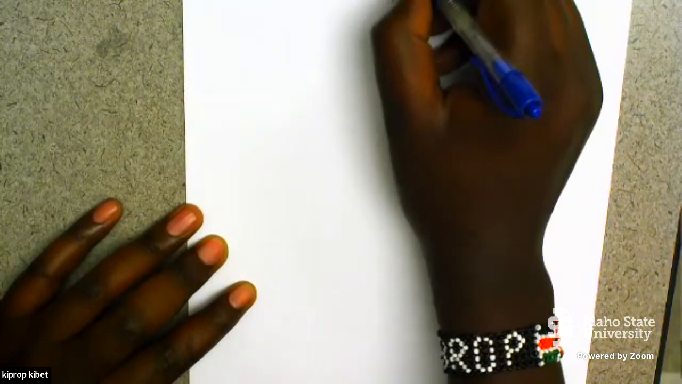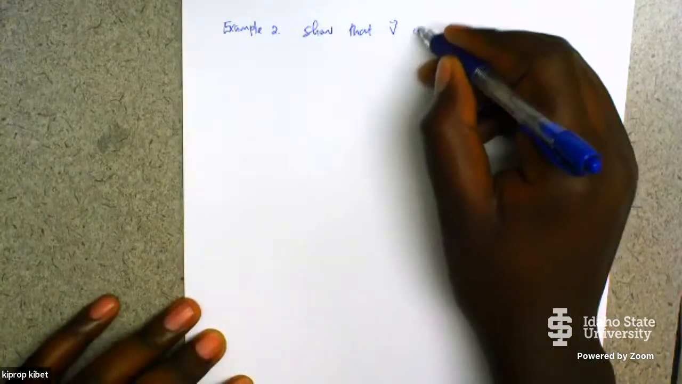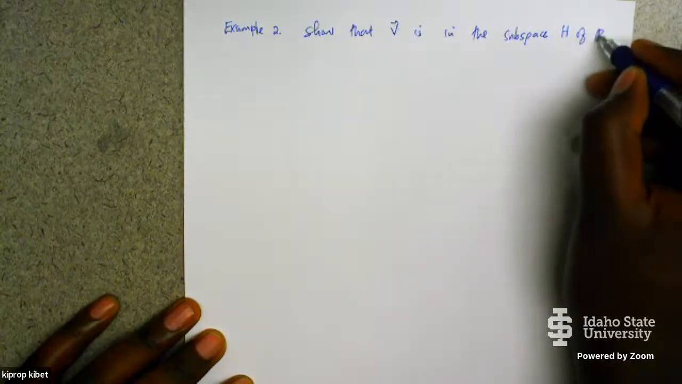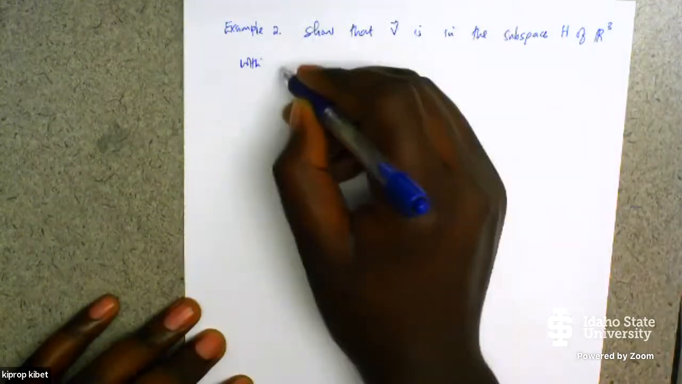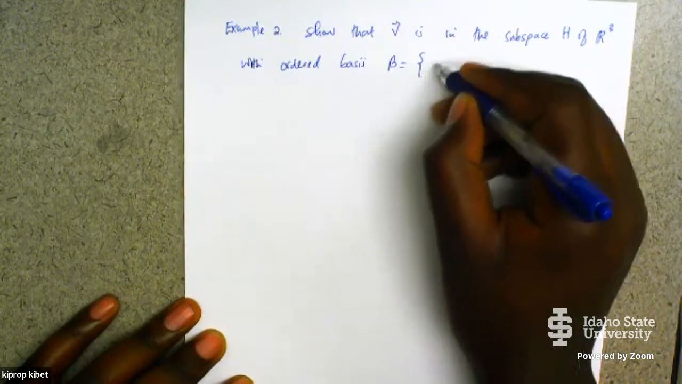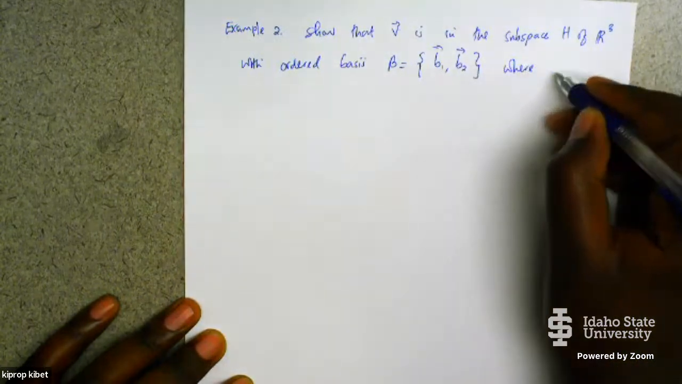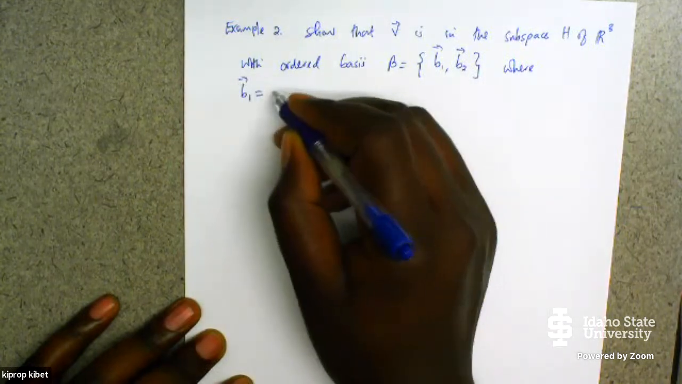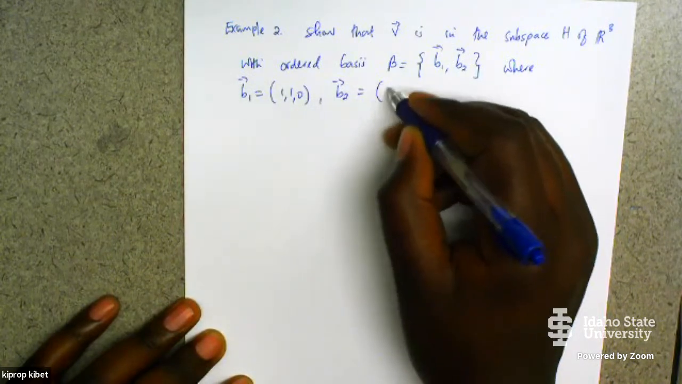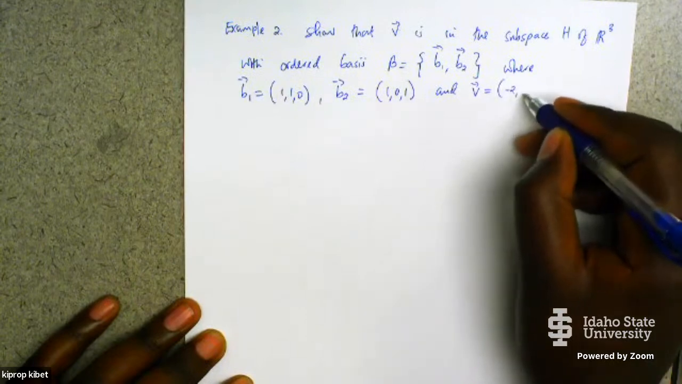Show that v is in the subspace H of R3 with ordered basis B, which equals b1 and b2, where b1 equals 1, 1, 0, b2 equals 1, 0, 1, and v equals -2, 1, -3.